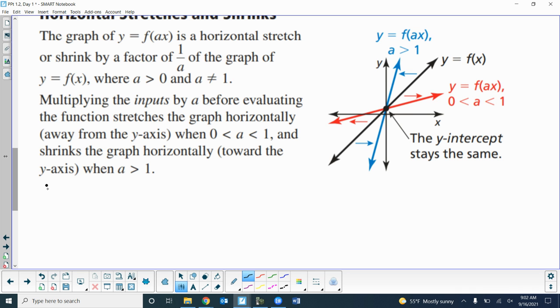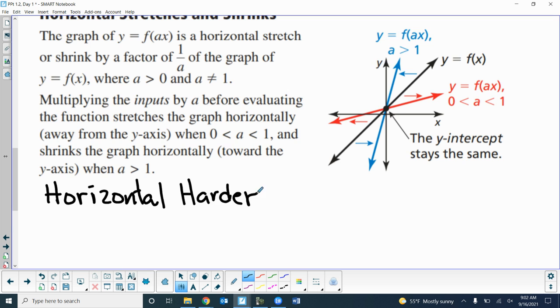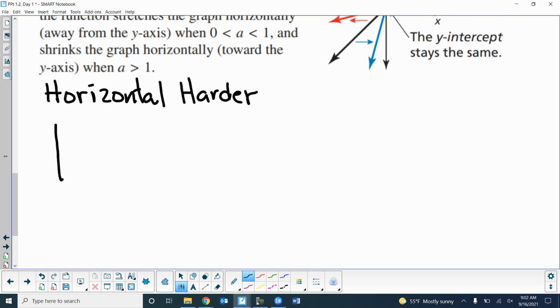So horizontal is harder. We think about, again, trying to understand all that, that's hard to kind of understand. So here's what we're thinking. Big H for horizontal harder, all right? And think of it as 1 over whatever A is, which would be the reciprocal of what they're telling you, basically. Reciprocal of what they're telling you.